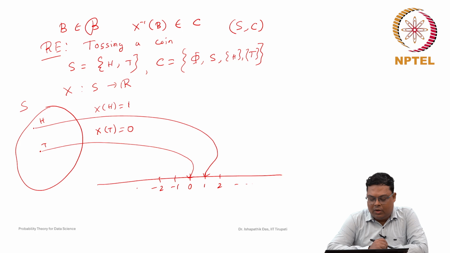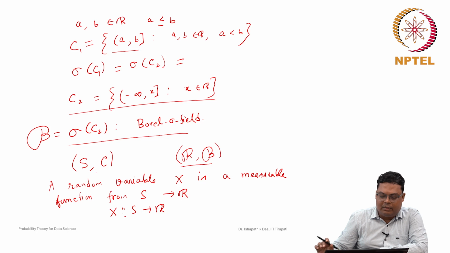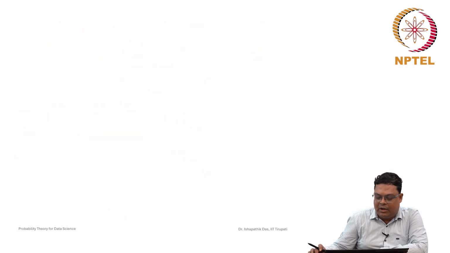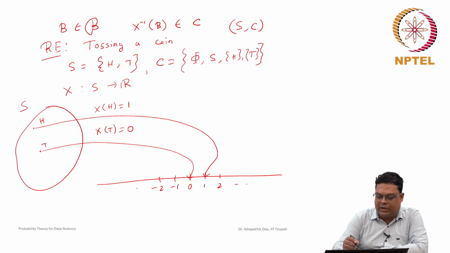Now for showing it is a random variable, it is enough to show, because we have said that any Borel set you have to consider. Borel set means the sigma field generated by all such sets. So it is enough to show that the inverse of this set is in C, because obviously this kind of sets are there in the Borel set, as it is the sigma field generated by these sets. So let us consider one Borel set.